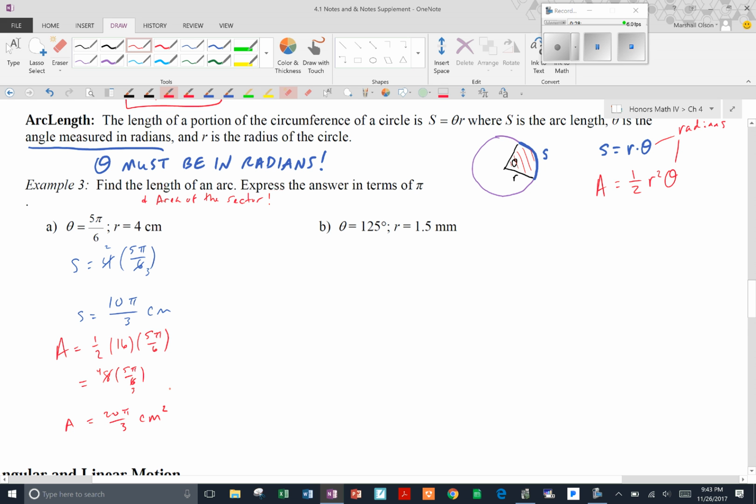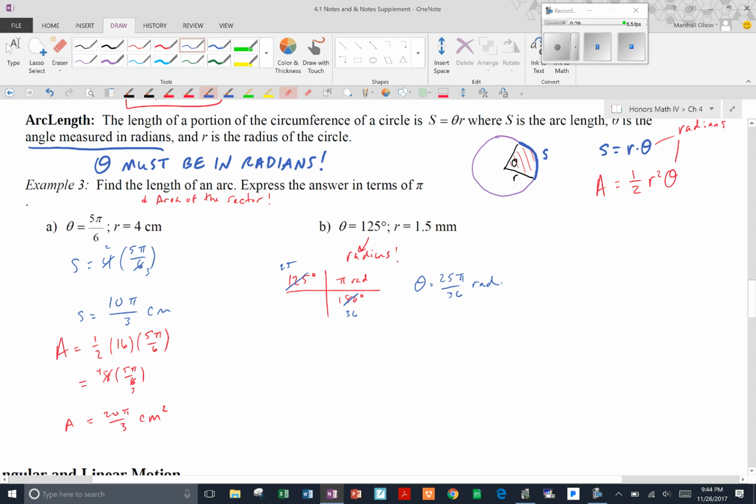All right, this one here, we're just going to do the arc length, just to speed things up a little bit. But the important thing is we need to turn that into radians first, not in degrees. So we've got conversion time here, 125 degrees times pi radians over 180 degrees. And this is going to simplify to, let's see, 5 goes into both of those, 25 and 36 times. So we have theta is 25 pi over 36 radians.